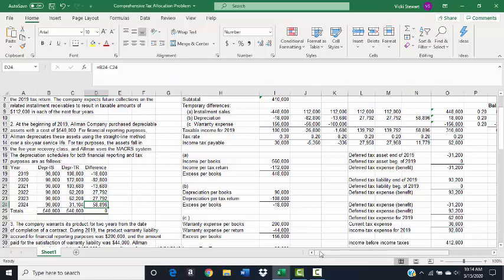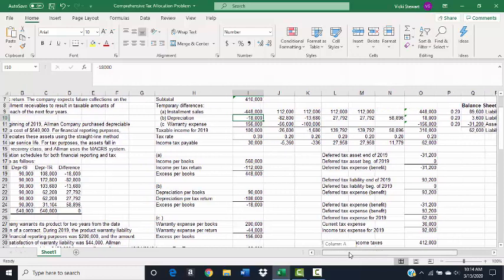So we schedule those out, or we can look at first this year. Again, depreciation per books is $90,000. That's the amount that was subtracted to get to pre-tax financial income. But for the tax return, it should have been $108,000. So we're going to subtract an additional $18,000 to get to taxable income.